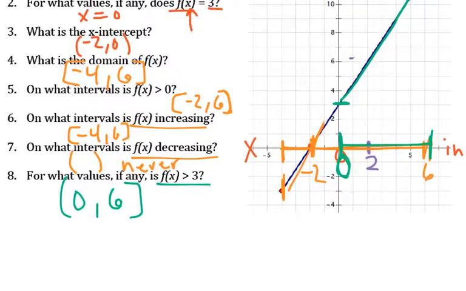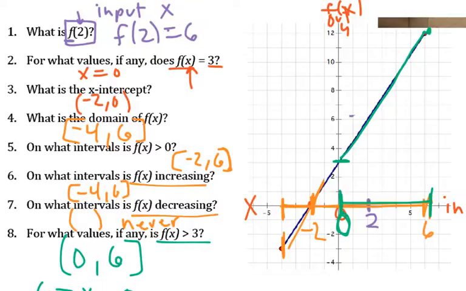So you could write it that way, or you could put x is greater than 0 and less than 6. That's another way to write it. Okay, so there's that one.